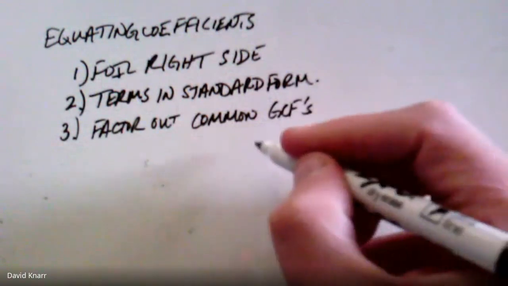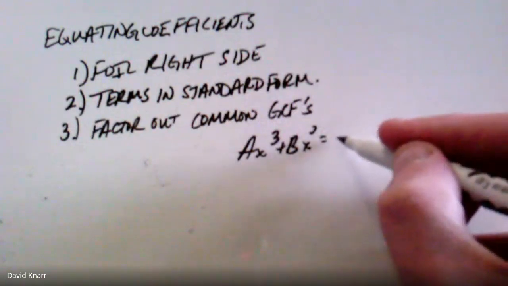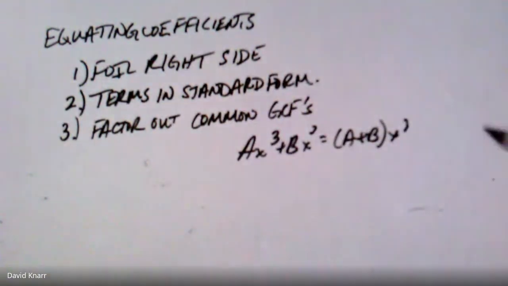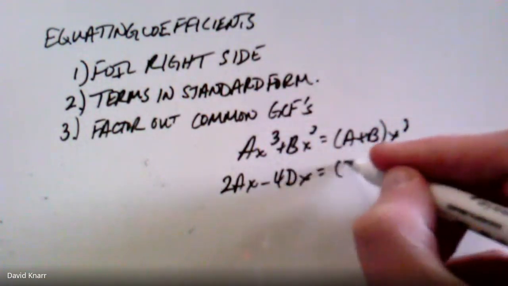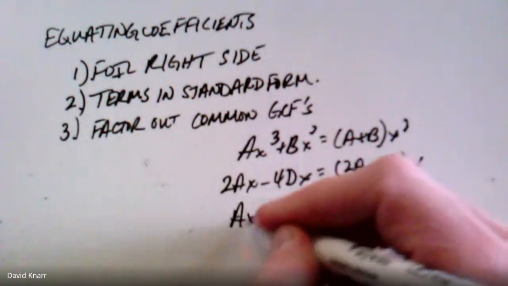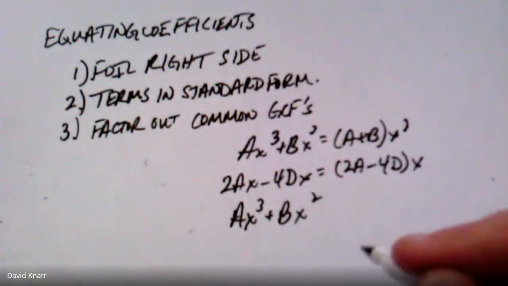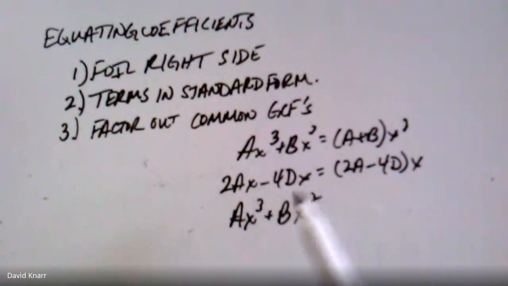GCF. So what I mean by that is, for example, if you have an ax cubed and a bx cubed, then you take out the x cubed and write a plus b times x cubed. If you have a 2ax minus 4dx, you take out the x and write 2a minus 4d times x. But if you were to have just an ax cubed and a bx squared, you would not factor out a GCF here because these terms are not common. Okay? They're not like terms. All right? Only the like terms do you factor out the common GCF. Okay, these aren't like, so I wouldn't factor anything with this.